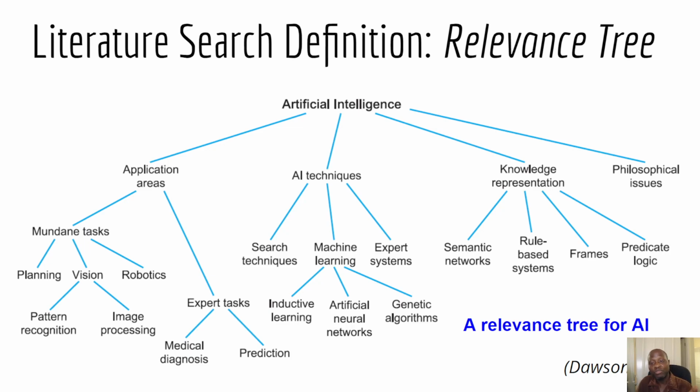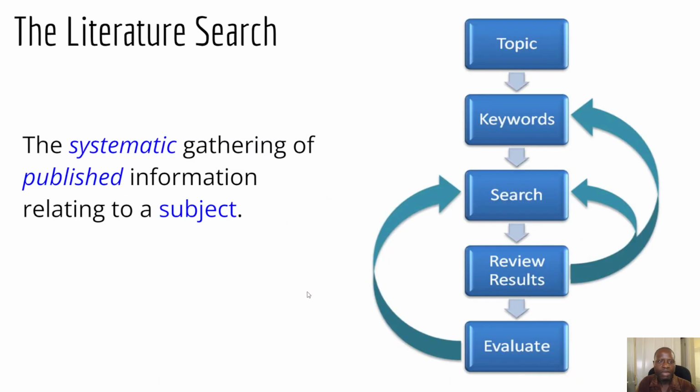Most of them, of course, are not very different from each other. Actually, what do we mean by literature search? It's a systematic gathering of published information relating to a particular subject. So normally you have a topic, you get your keywords. After that, you have your search query. When you perform your search, you review the results, and sometimes you may need to go back to your keywords and maybe add more, subtract, or whatever.